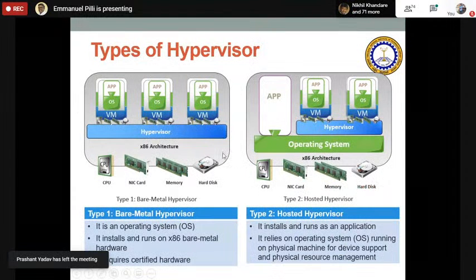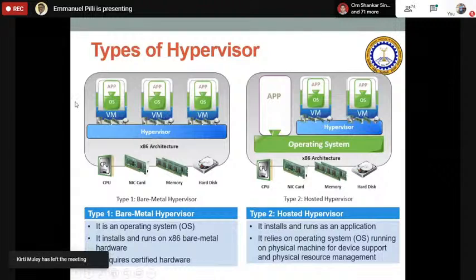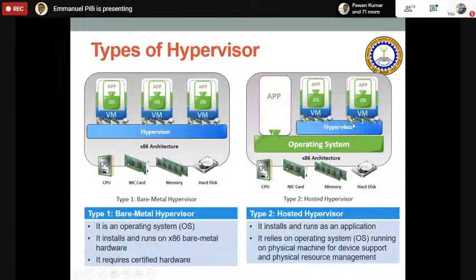And there are 2 types of hypervisor. It is called bare metal or it is called hosted. Bare metal in the sense there is no host operating system, only guest operating systems are there. But in the case of a hosted hypervisor, the hypervisor is hosted on the operating system. So basically, the operating system is interacting with the hardware. On the operating system, the hypervisor is sitting. On the hypervisor, the operating systems are sitting. So when these operating systems want to talk to the hardware, they have to talk to the hypervisor, the hypervisor talks to the operating system, and the operating system talks to the hardware.